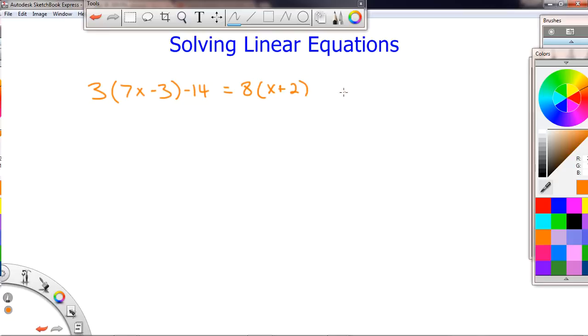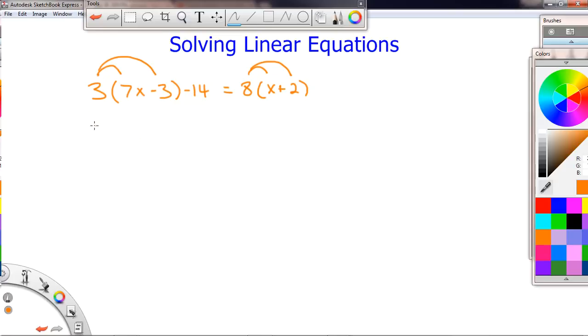Okay, so when we have a problem like this, we can't add and subtract things from both sides yet. I guess we kind of can, but what we really want to do is get rid of these parentheses. The parentheses are in our way. So when you see parentheses and fractions, those are the first two things that have got to go. Okay, and to get rid of the parentheses, what I have to do here is distribute my 3 and distribute my 8. So let's go ahead and do that.